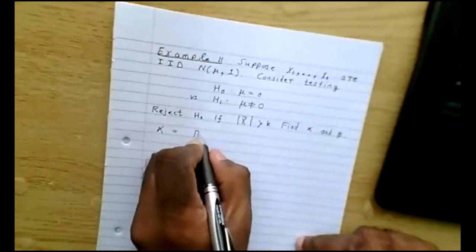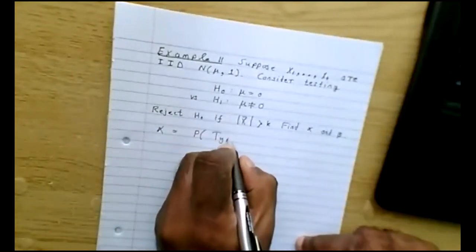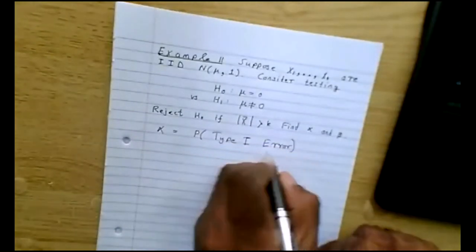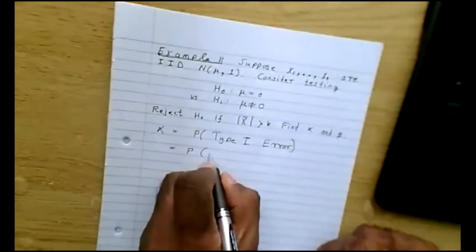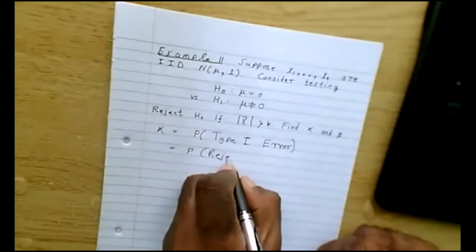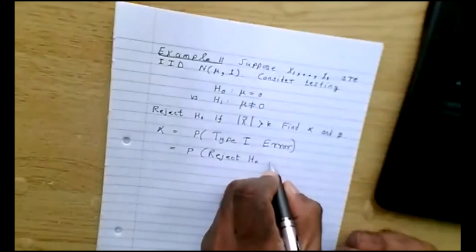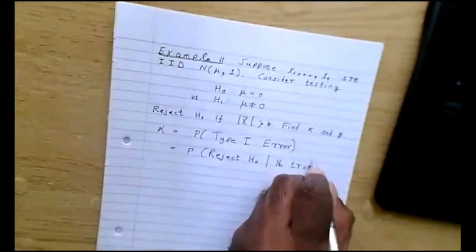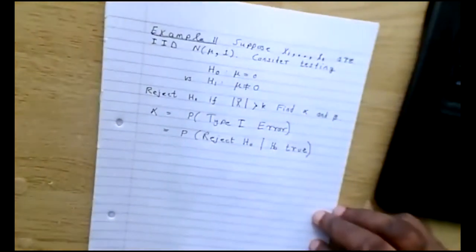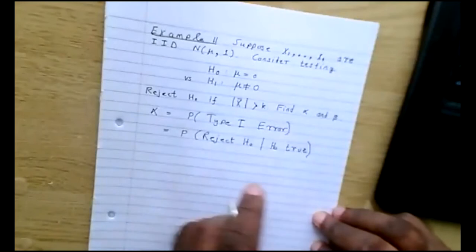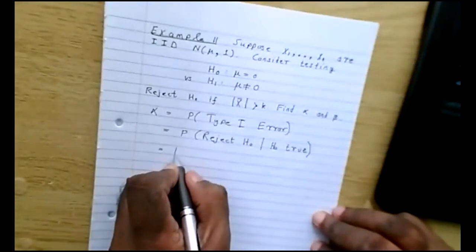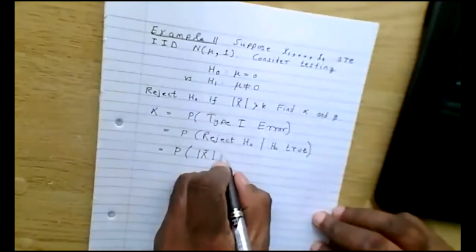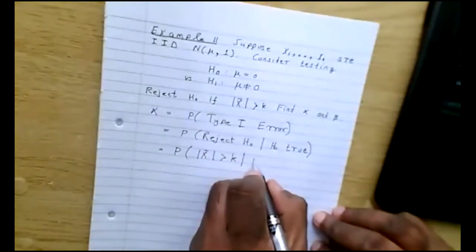So alpha is the probability of type 1 error, which is the probability of rejecting H0 when H0 is true. And this is the probability that the absolute value of X bar is greater than K when mu is equal to zero.